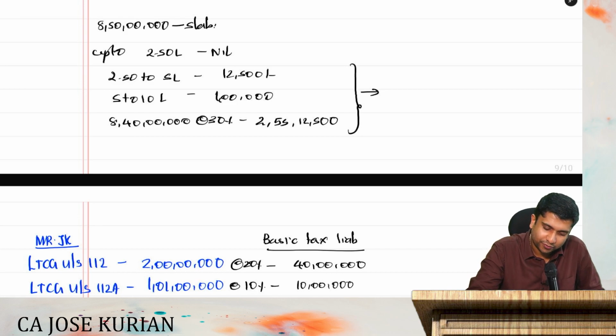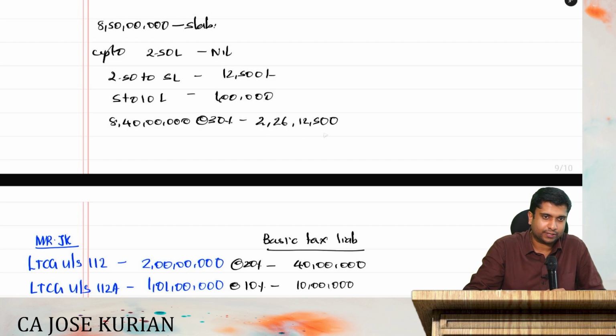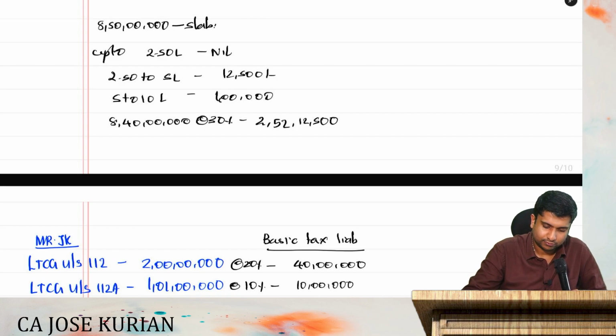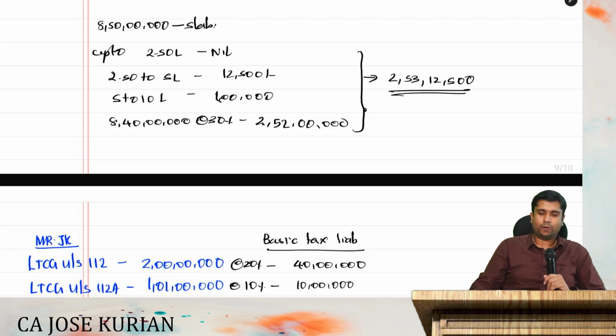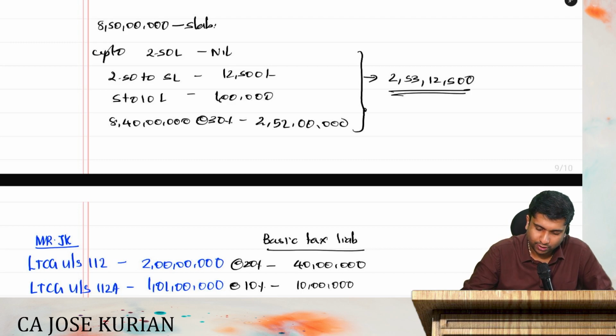Adding only this, 253 is coming. So this figure was right. This is 226,1200 itself. This is 2 crore 52 lakhs 12,500. Then adding these three, the figure is 253,12,500. Now, 253,12,500 is the total basic tax figure coming.